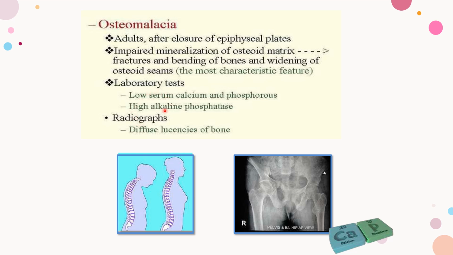Laboratory tests show low serum calcium and phosphorus, and high alkaline phosphatase activity is seen. And in radiograph, there will be diffuse lucencies of the bone. So empty spaces, you can see the darker areas are the lucencies.